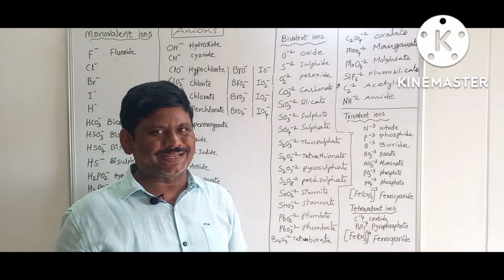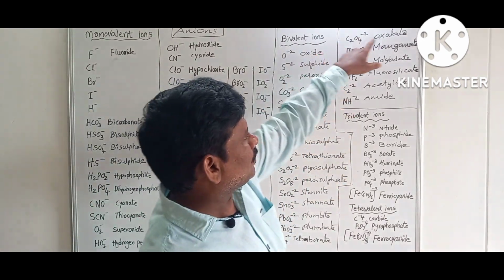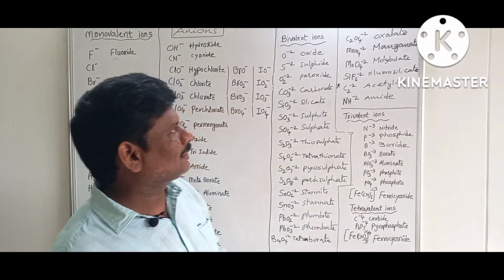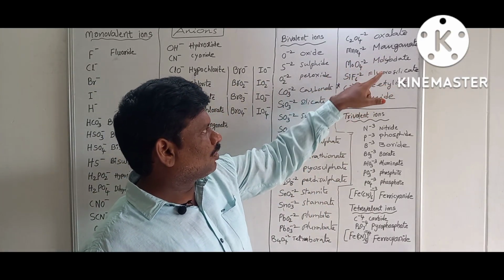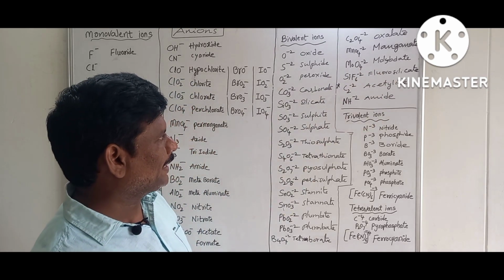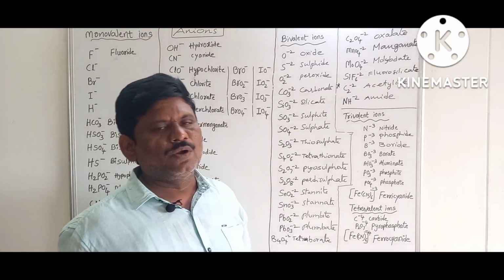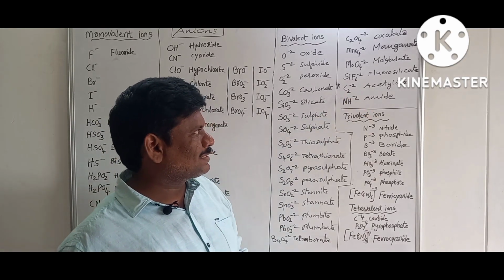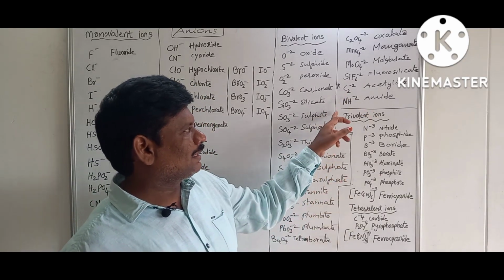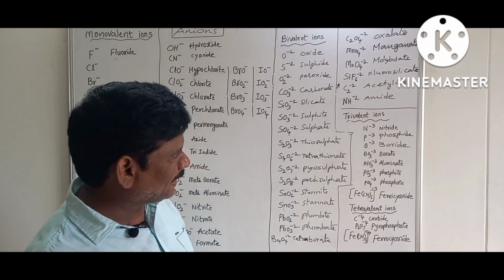B4O7 minus 2, tetraborate ion. C2O4 minus 2, oxalate ion. MnO4 minus 2, manganate ion. MoO4 minus 2, molybdate ion. SiF6 minus 2, fluorosilicate ion. Important, C2 minus 2 ion. This is acetylide ion. NH minus 2 ion, imide ion.